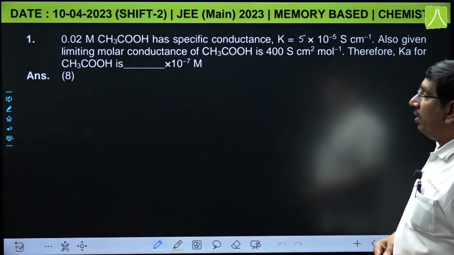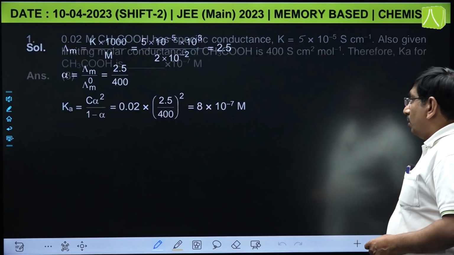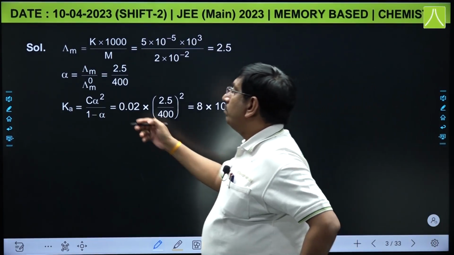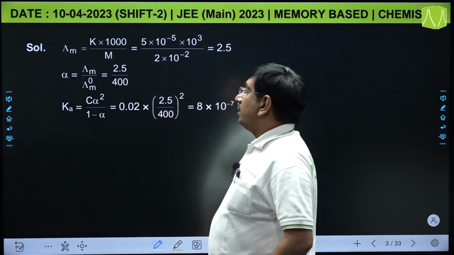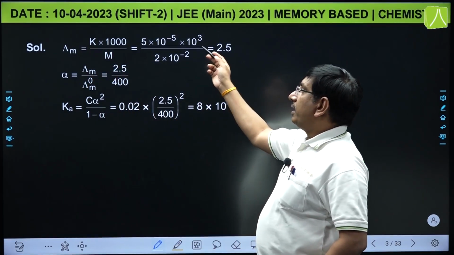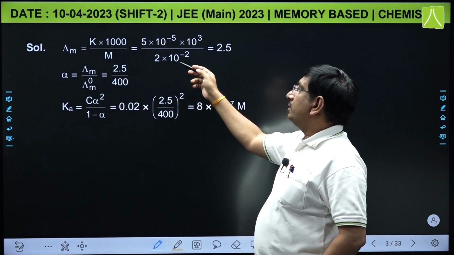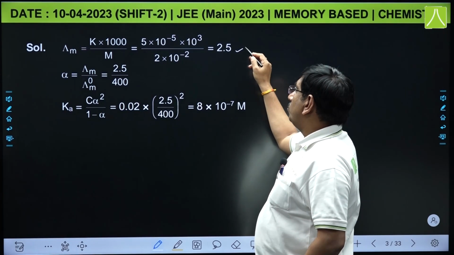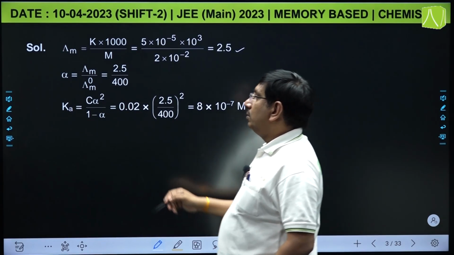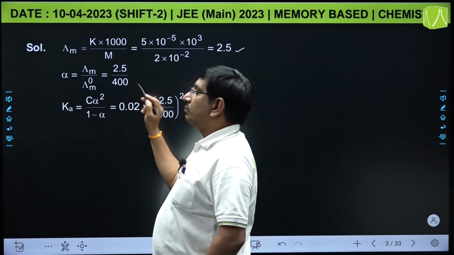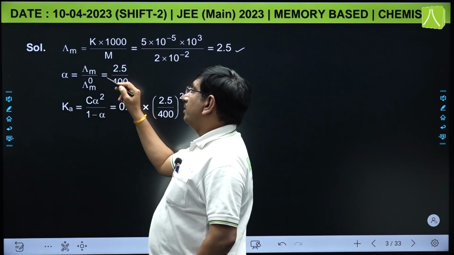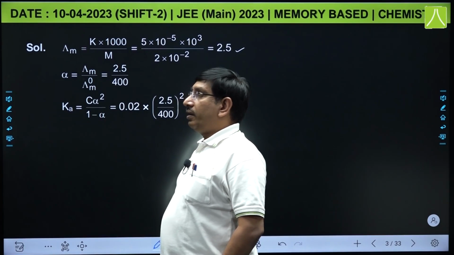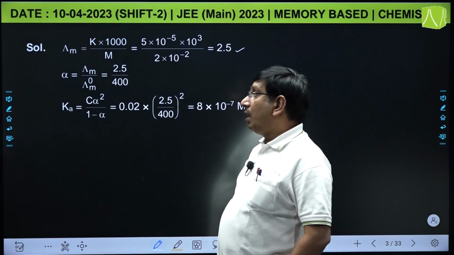Therefore, the K for acetic acid is, it is application of Kohlrausch law, and lambda m molar conductance is K into 1000 by M. We can calculate, K value is given, molarity is given. On substituting, you will get lambda m as 2.5. And limiting molar conductance is given as 400 and molar conductance at a given concentration is 2.5. From the ratio we are getting the degree of dissociation alpha.